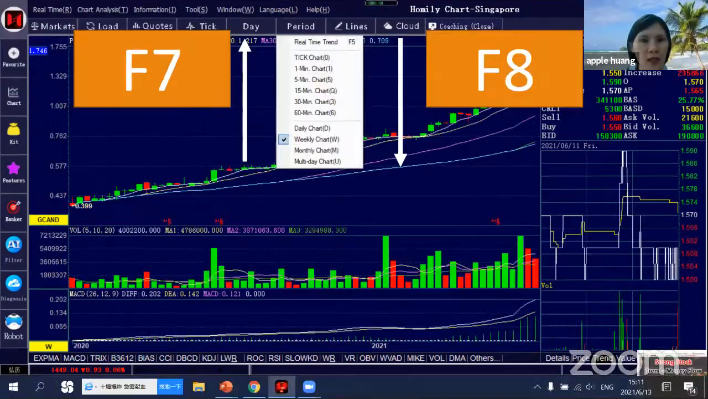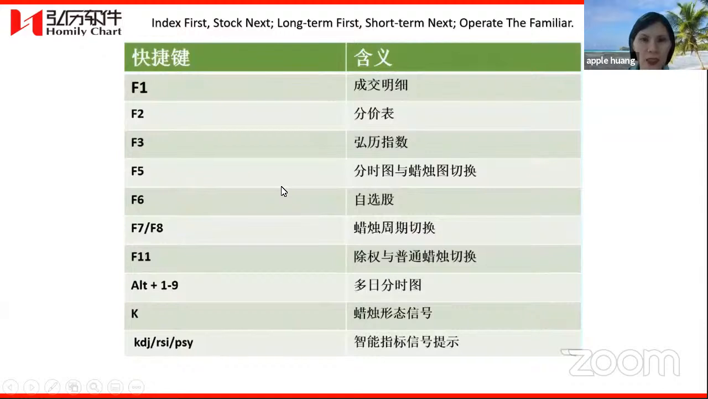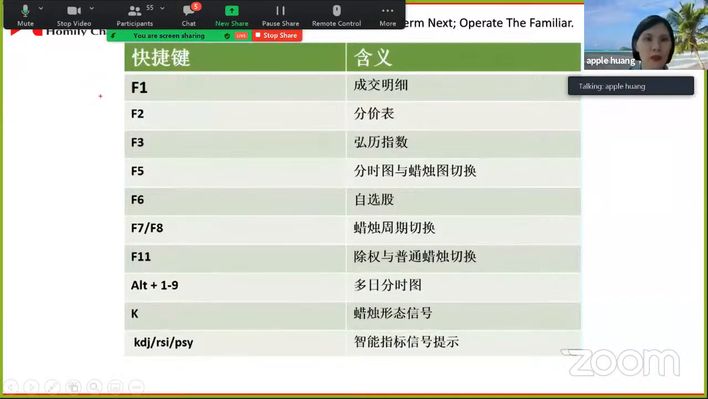All right, so last class we learned some hotkeys. This is the summary of hotkeys. Some are important, some are not really important. F2 is an important one. Later I will show you what F2 is. And these are Alt plus 1 to 9. This is also quite important. So these are the two most important.